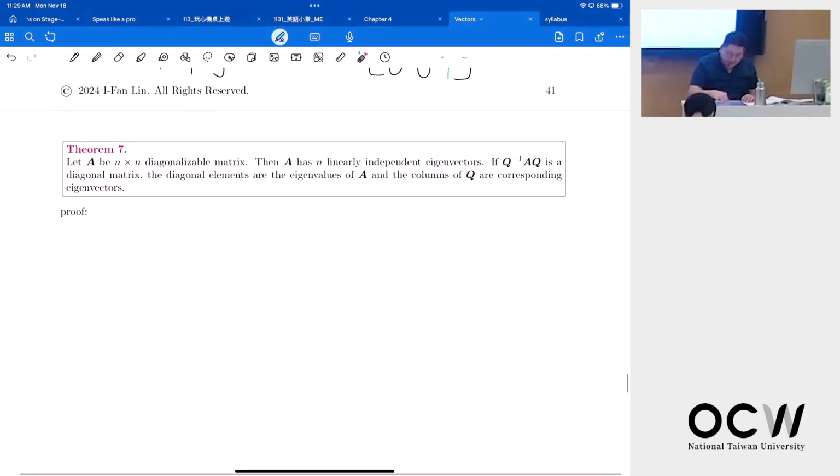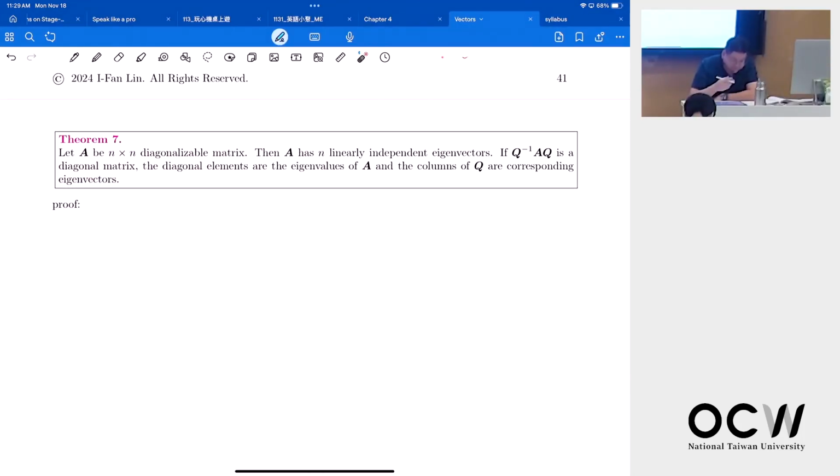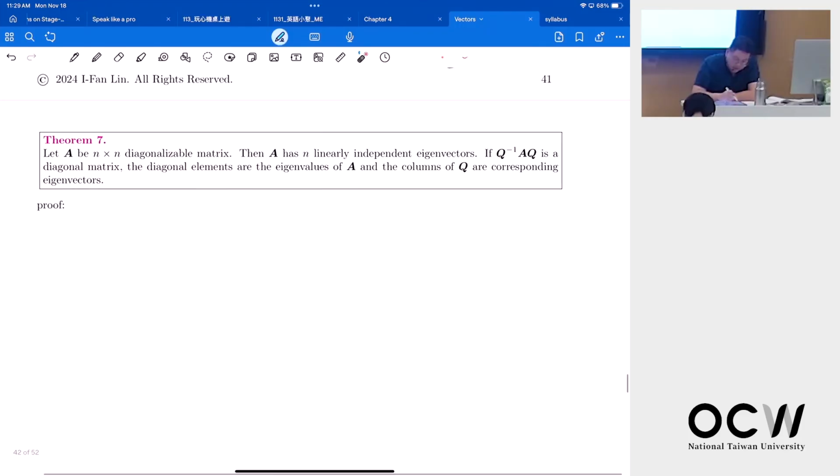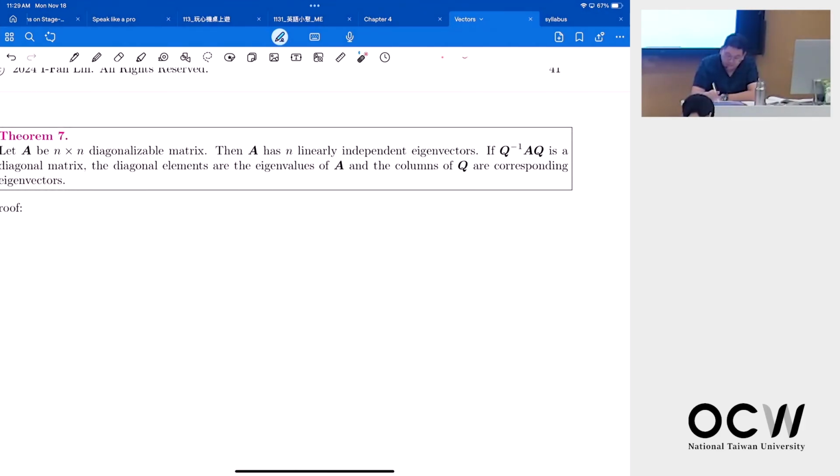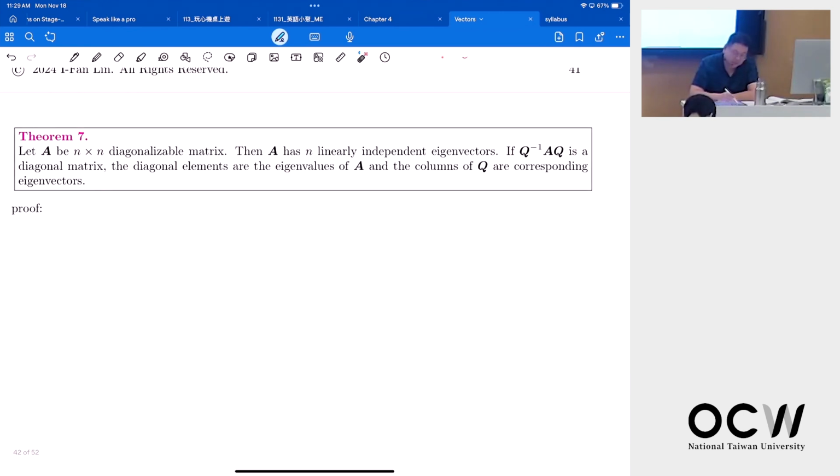Now, next, we know that this matrix A is a diagonalizable matrix, and A has n linearly independent eigenvectors. So Q inverse AQ is a diagonal matrix. The diagonal elements are just the eigenvalues of A, and the columns of Q will be the corresponding eigenvectors. This is kind of a wrap up of what we just learned.